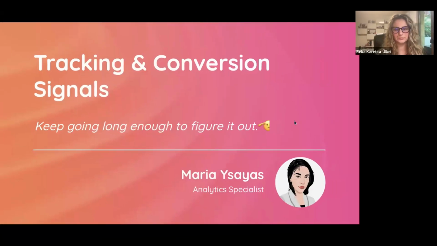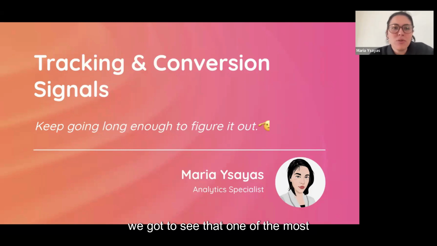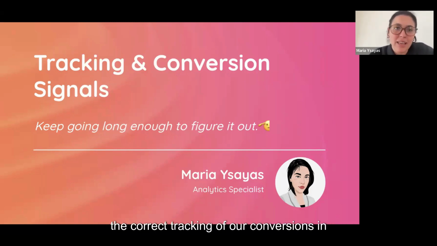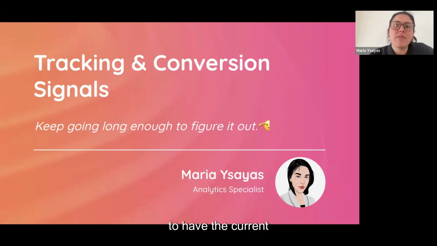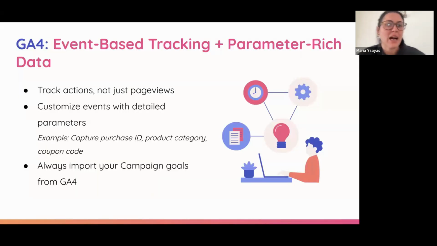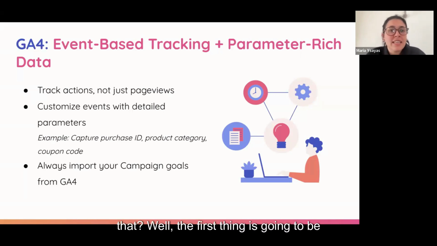Hello. So, following the idea of Reka, we got to see that one of the most important things for our PMAX to succeed is to have the correct tracking of our conversions in place, but also to have the current signal speed built in our account. So, how can we achieve that? Well, the first thing is going to be to have a really good base built on GA4.